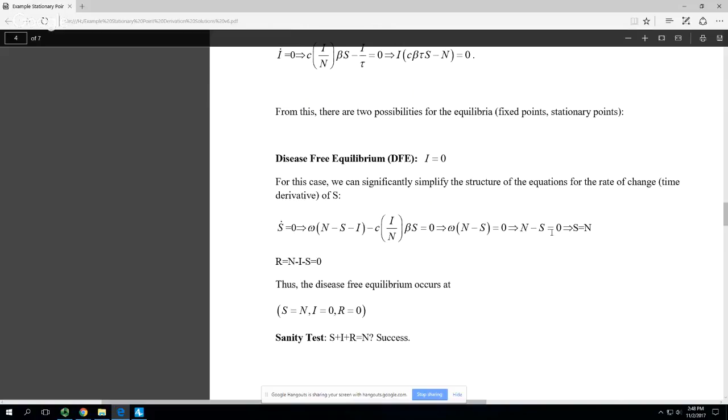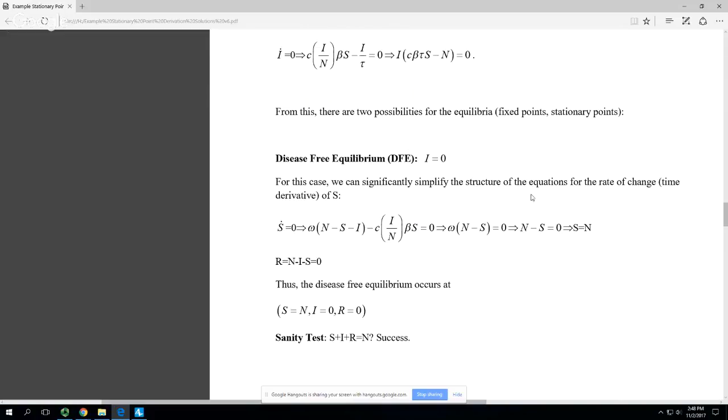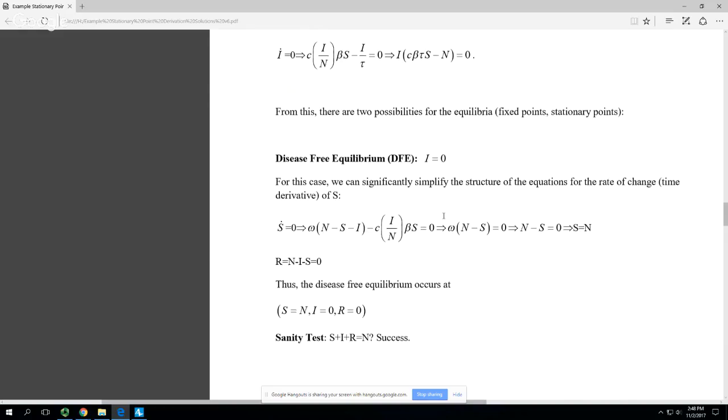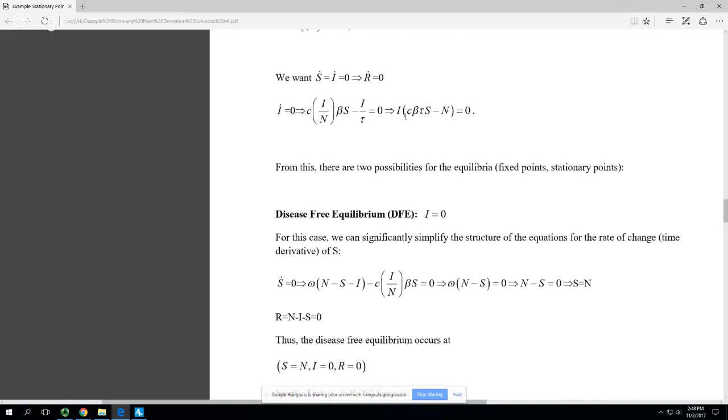Everyone's susceptible. So if nobody's infective, everyone's susceptible. Good, thanks. Everyone's susceptible. So that's the disease-free equilibria case. Now, what's the other possibility? What's the other possibility by which this will be zero?